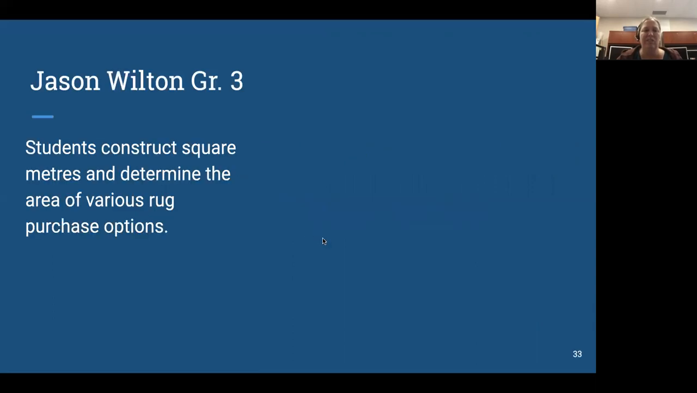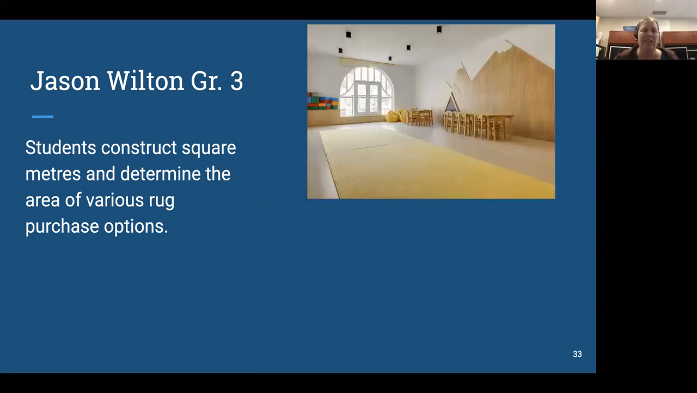His name's Jason Wilton. He teaches grade 3. And he has students construct square meters out of paper. And then what he does is he puts a tape outline on the floor, because he was thinking about ordering a rug for the classroom, and he asks them to calculate how many square meters each of these different tape outlines might be, so that he can figure out, you know, if he can afford the rug that he wants to buy. And so that's how he starts out. And of course, they become very familiar with the square meter, which is very helpful.